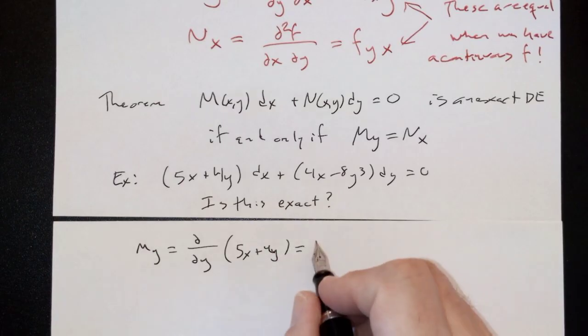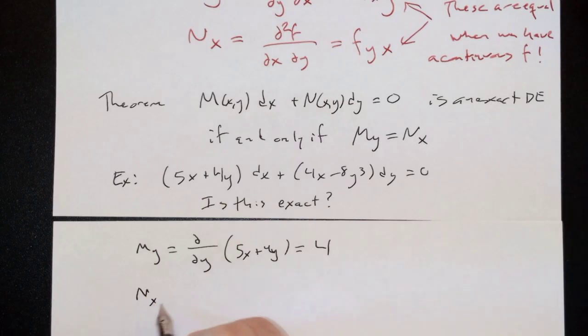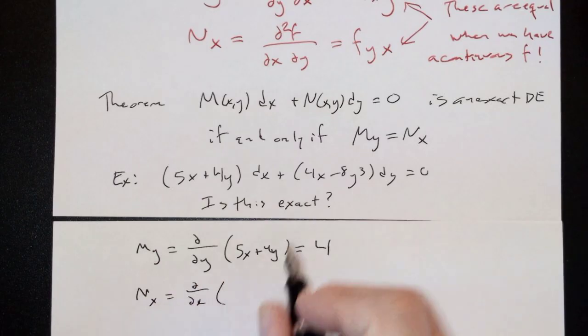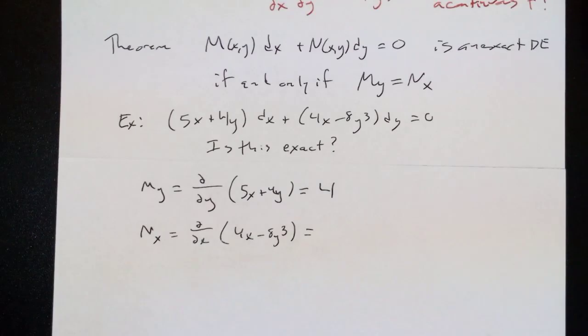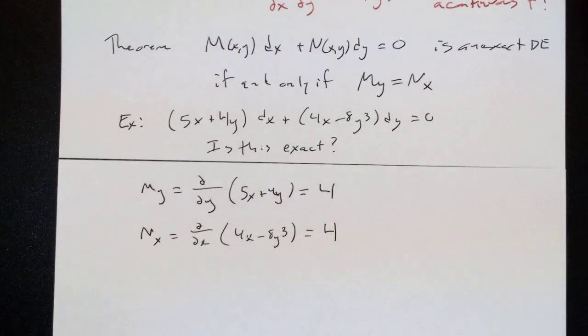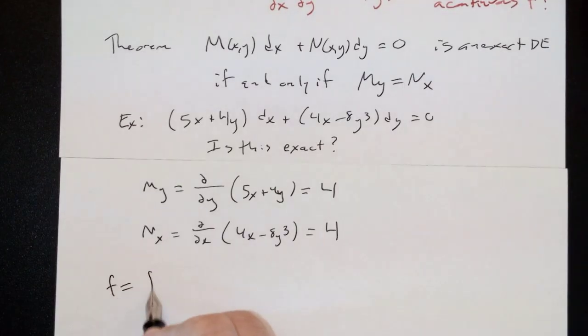Hey, that's easy. N_x, that's the partial with respect to x of the other piece, 4x minus 8y cubed. What do I get? The same blessed thing. Which means the function I want can be found by integrating M with respect to x, N with respect to y, and reconciling those two. F is the integral of M dx and the integral of N dy.